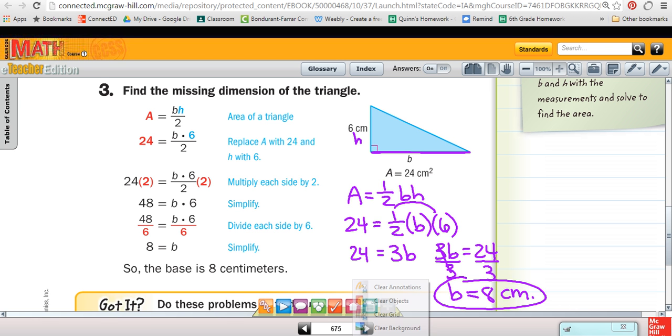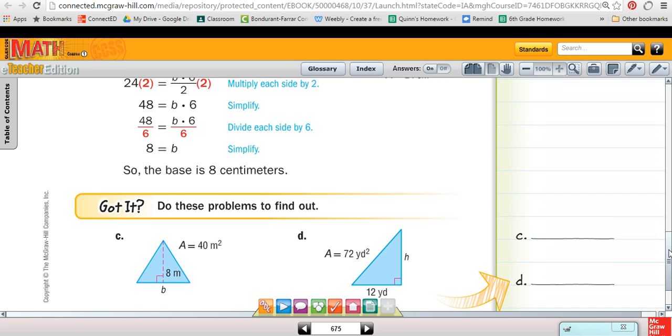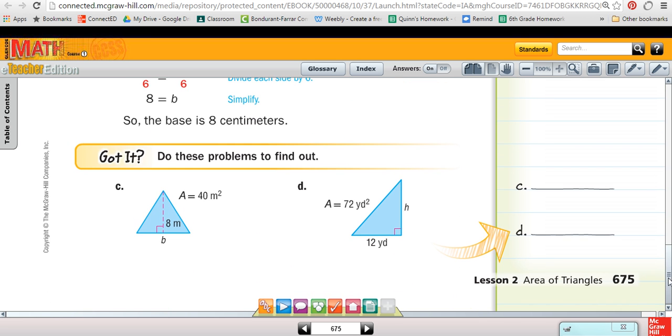Okay? Go ahead and proceed to the got it problems if you're making sense of that. If you need to watch it again, go ahead and do so. Try C and D, showing me the 3 steps that you're going to use to complete these. Pause the video and complete C and D. Let's take a look together at these.